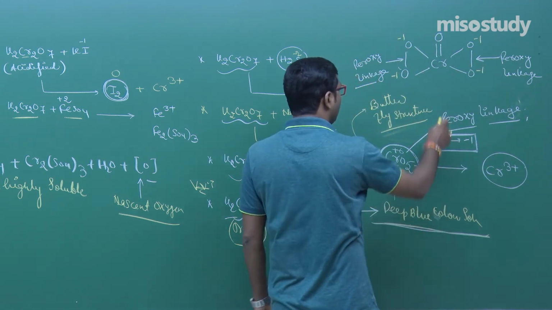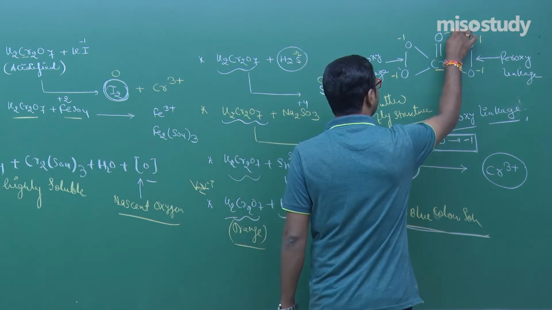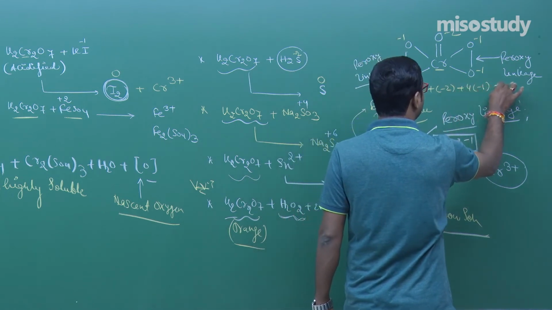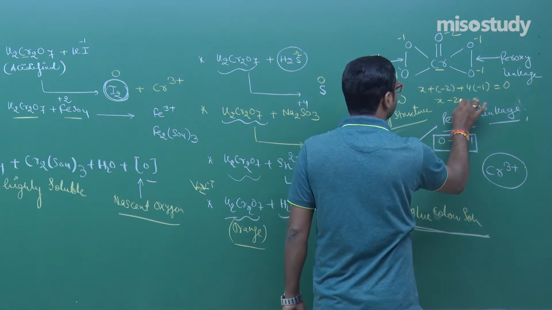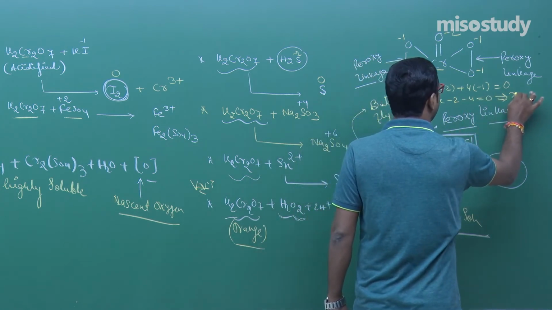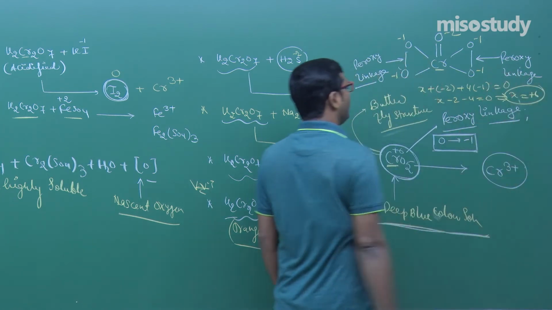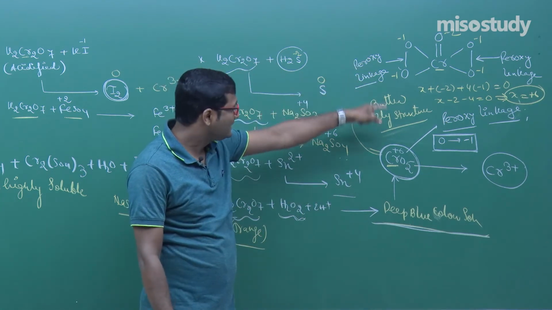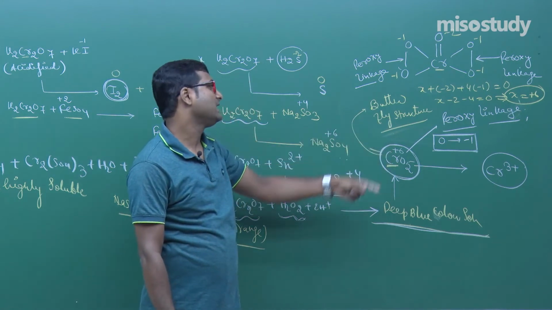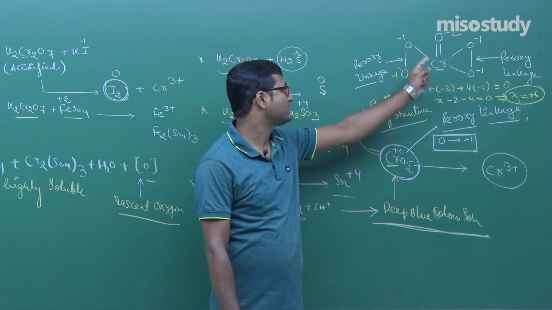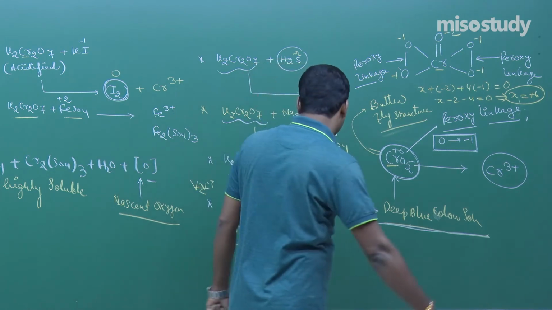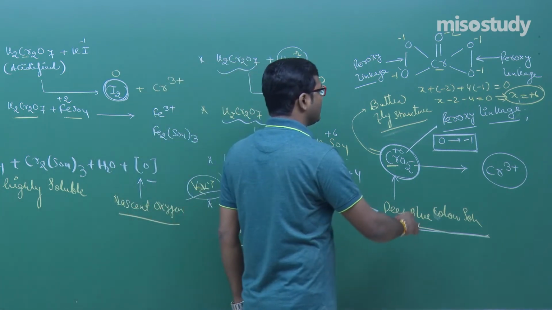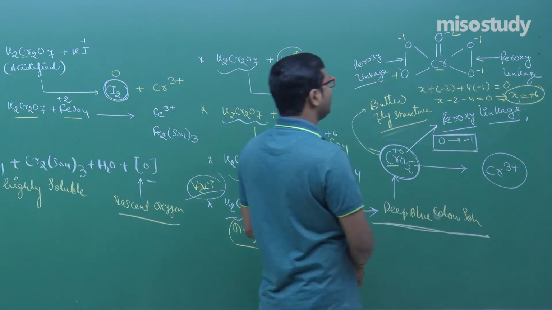Now let us find it out. You will find right here, X plus -2 plus 4 into -1 is equal to 0. X - 2 - 4 is equal to 0. X is equal to +6. Now look, we get the value of X equal to +6 oxidation state. This proves that in CrO5 there is a peroxy linkage and the structure is a butterfly structure. Again I am repeating, this is a VVI and a question from previous year board examination. Clear to you? Any doubt?